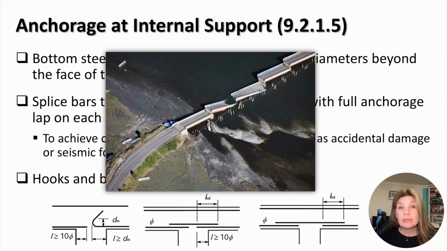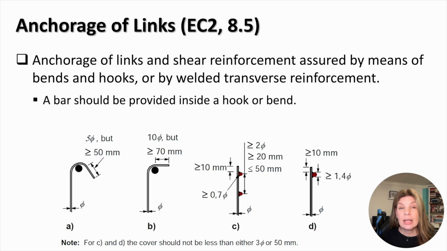When the continuity of reinforcement between spans is not assured, failure can occur at supports, as shown in this photograph. Anchorage of links and shear reinforcement can be assured by means of bends and hooks or by welded transverse reinforcement, as shown in the slide. A bar should be provided inside a hook or bend.